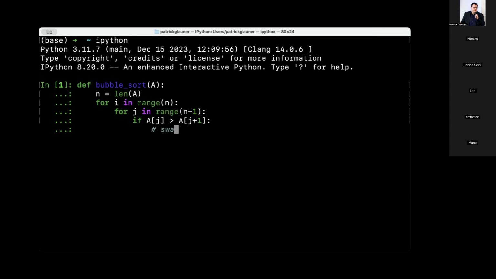And now we see that element j is greater than element j plus 1. So the left element is greater than the right element, so we need to swap them. And swapping can be done, for example, this way. I have a temporary variable which contains the left value. Now I'm storing the right value in the left element, so a[j] is a[j+1]. And then the temporary value will be stored in a[j+1].